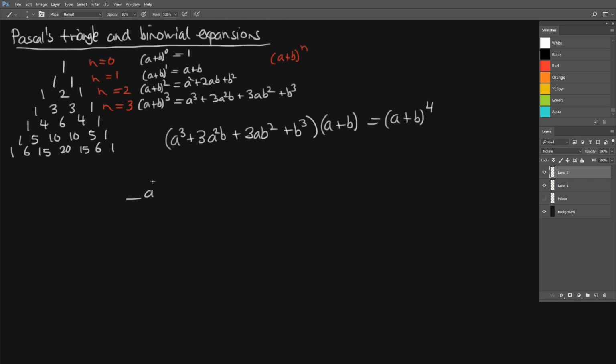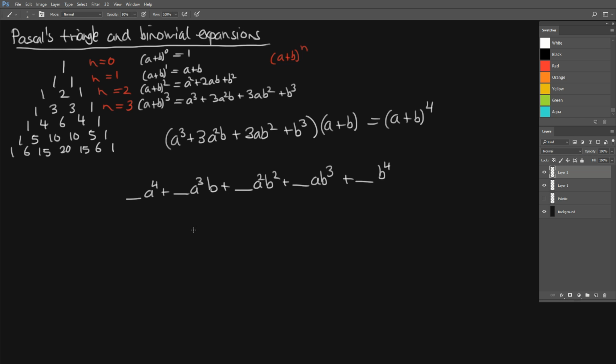So I have something times a to the 4 plus something times a cubed b plus something times a squared b squared plus something times a b cubed plus something times b to the 4. And even though I don't know what the coefficients are, which are represented by these blank lines, I do know that these are the only combinations of a and b I can get. So why is that? Well, the first reason is obviously we can't have a to the 5 or anything, because the best we can do is a cubed times a, which will just give us a to the 4.